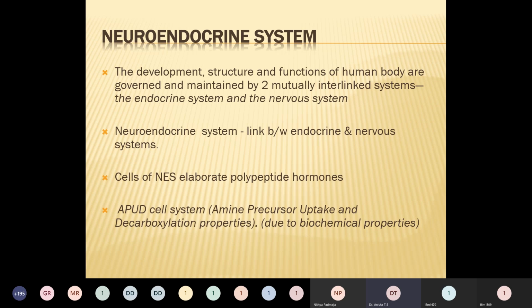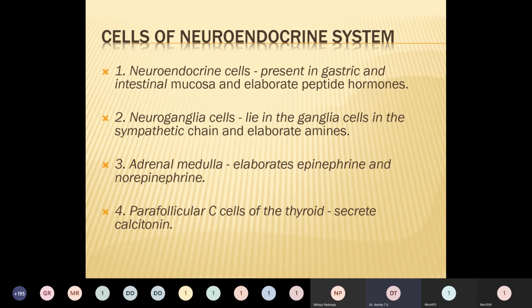Because of this biochemical property, the neuroendocrine system cells are also called the APUD cell system. Okay, so what are the cells of the neuroendocrine system? The neuroendocrine system has neuroendocrine cells. These can be seen in gastric tissue and intestinal mucosa, and they elaborate hormones called peptide hormones. All this is there in your textbook. I'm just giving you an introduction to what endocrine organs and neuroendocrine organs are.